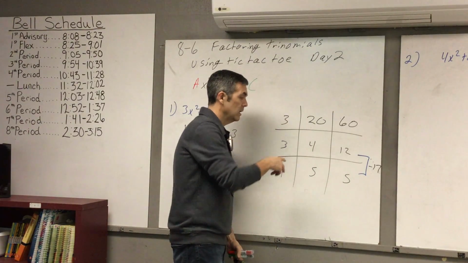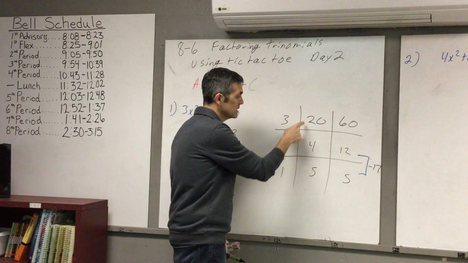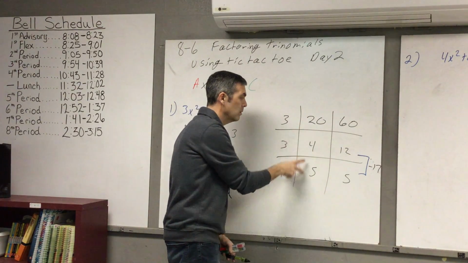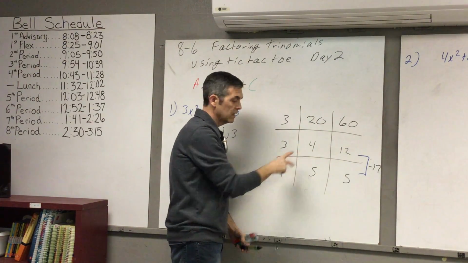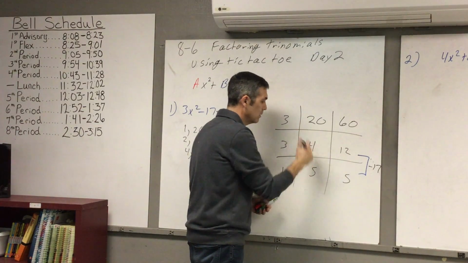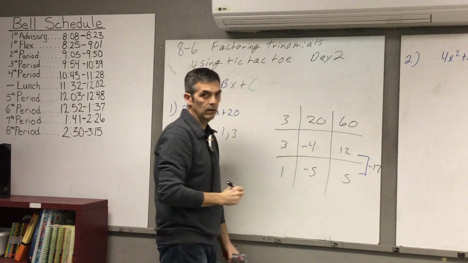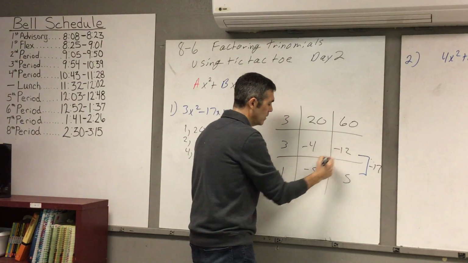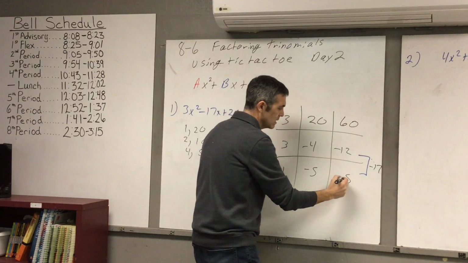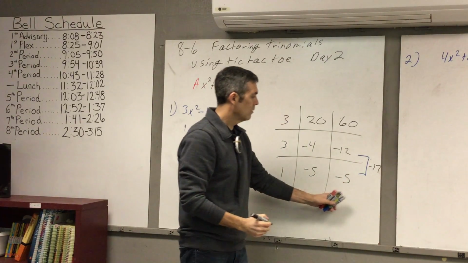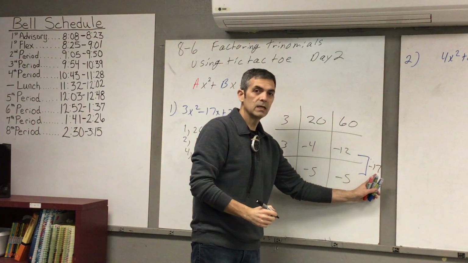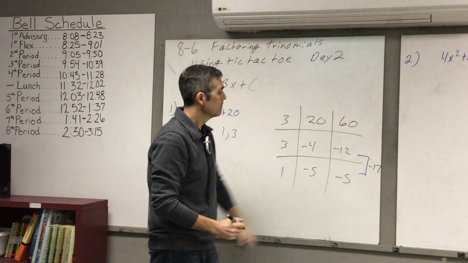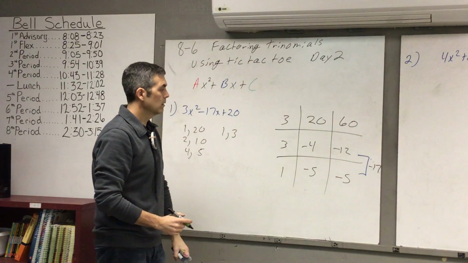We know that it's probably both of them because this right here is a positive number, right? If this was a negative number, then one of these two would be negative. So the only way that we get here is if both of these are negative, okay? So 3 times negative 4 gets us negative 12, and 1 times negative 5 gets us negative 5. Now, when we add them together, we get a negative 17. When we multiply them together, we get a positive 60. That's really what you're looking at.